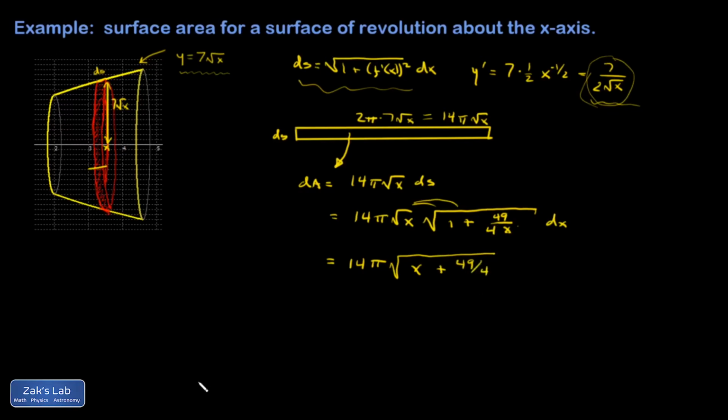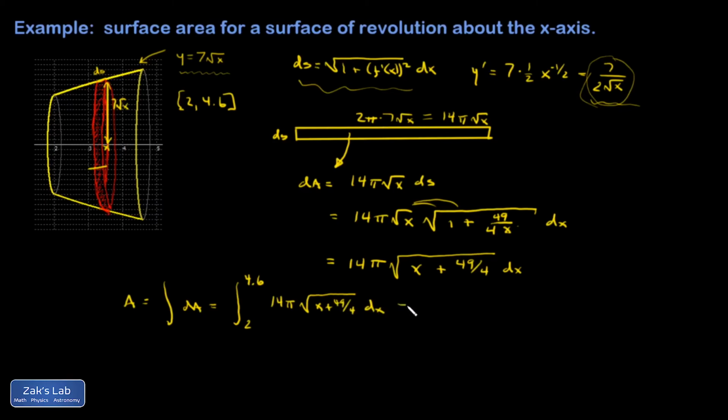Now that we have an expression for dA entirely in terms of one variable, I use an integral to add up all the area contributions, plug in the expression for dA, and then I'll start, something I forgot to write here is that this interval was 2 to 4.6. So I'll start at 2, end at 4.6, and I get 14 pi square root x plus 49/4 dx.